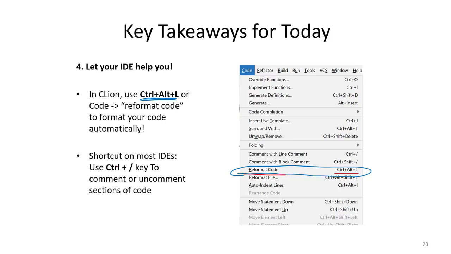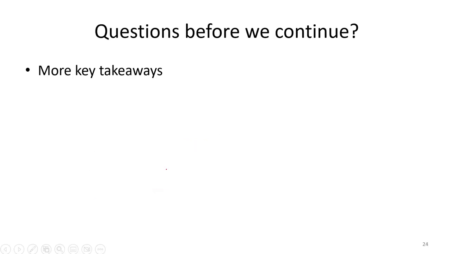Another nice shortcut, if you want to comment or uncomment sections of code, you can use Control and the slash key. This is the same one as the question mark. So you can use that key to quickly comment or uncomment sections of code. All right, and remember, if you do have questions on these points, feel free to reach out. Got a few more key takeaways to cover, and then we'll be ready to write that program.